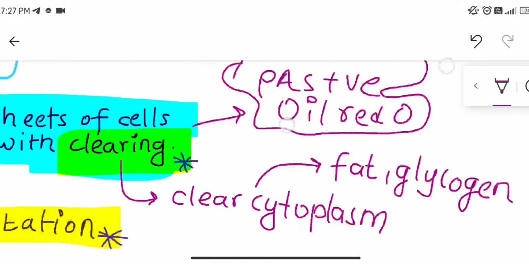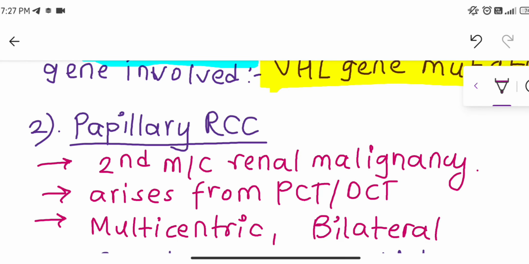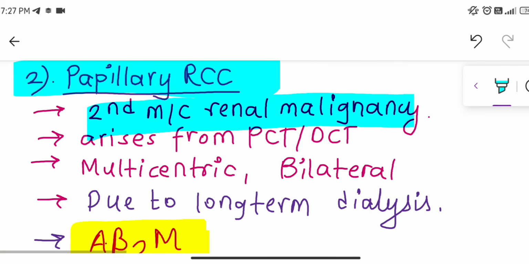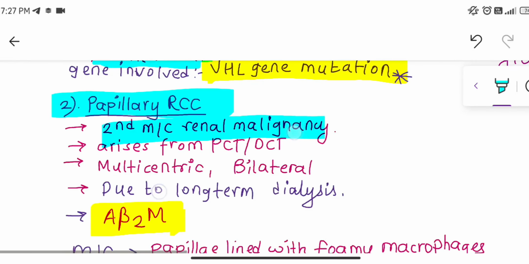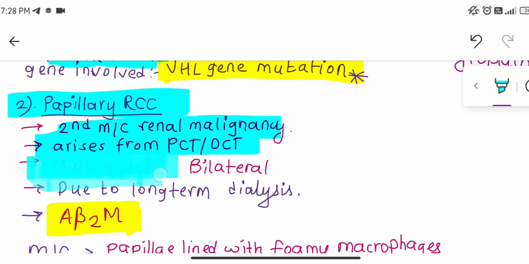Now the next tumor that we have is papillary renal cell carcinoma. This is the second most common renal malignancy, and it arises from the PCT and or DCT. Most commonly it arises from the PCT, then DCT, and it is multicentric. It has multiple lesions, and it is bilateral.